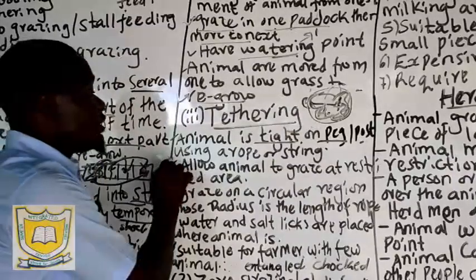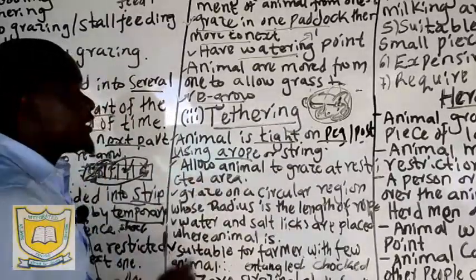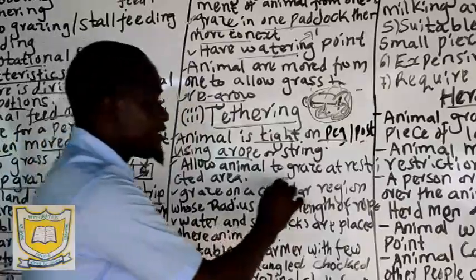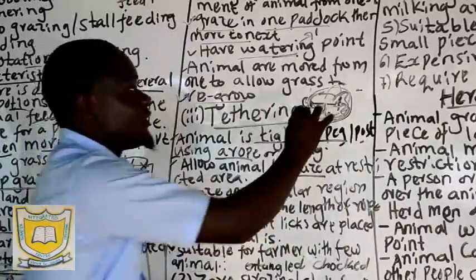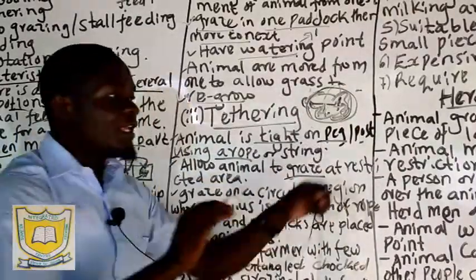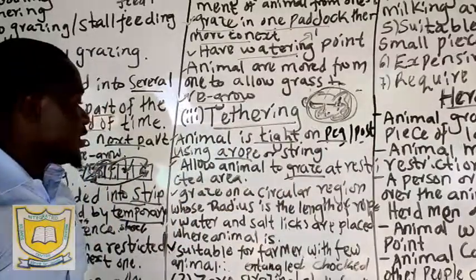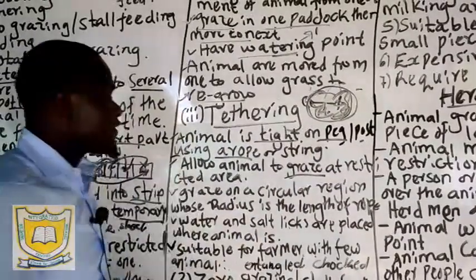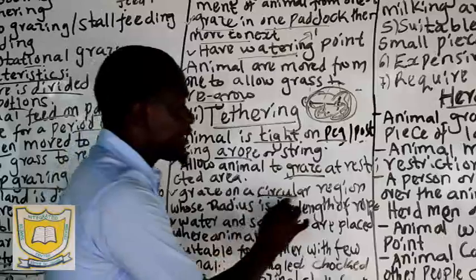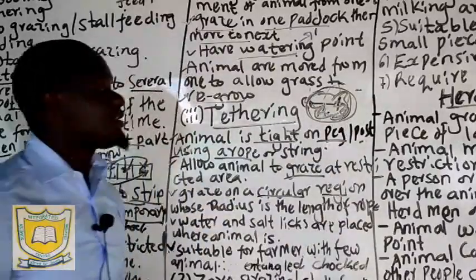Then number two, it is by use of a rope. We say the animal is allowed to graze on a restricted region, and when it gets to the end of the grass, then that is the end. Then also we say the animal grazes on a circular region. I've already illustrated the circular region.